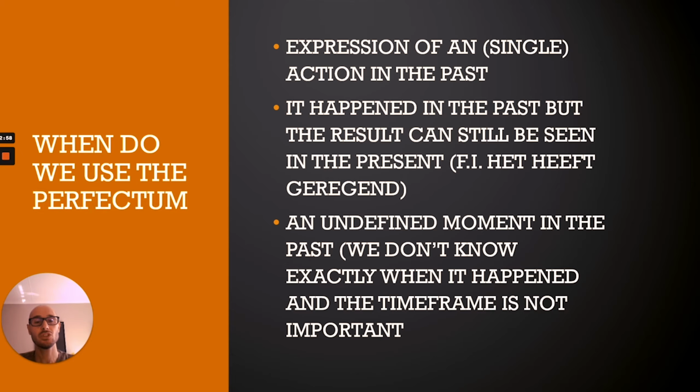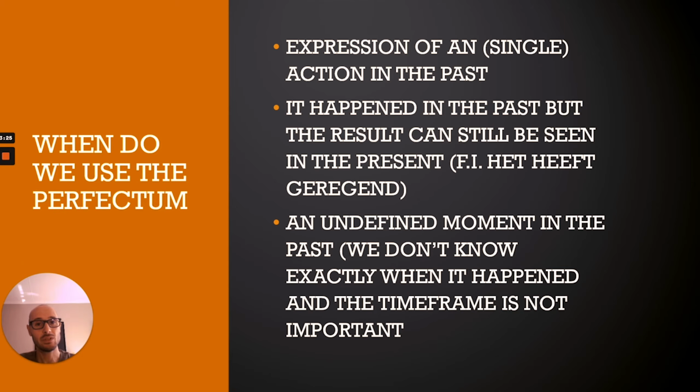So we would say, het heeft geregend. It has rained. And then basically an undefined moment in the past. We don't know exactly when it happened, and the time frame is not important. For instance, je hebt me gebeld, you have called me. When? I don't really remember. So the time is not so important, so we will use the perfectum.